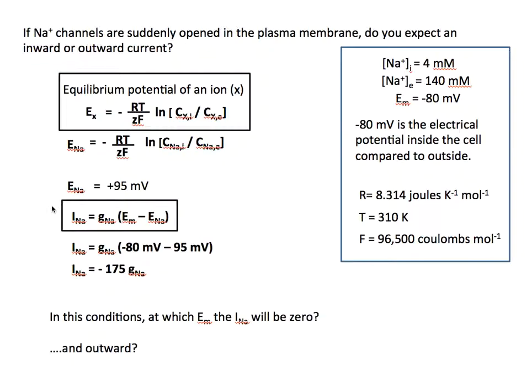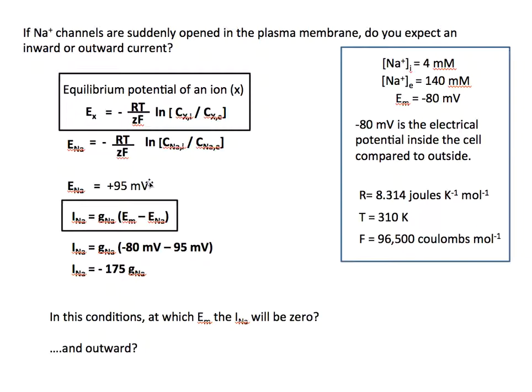Okay, so are they still doing the math? Yes. Plus 95, you got negative 175 GNa, and the negative is telling you that it's going to be a negative current, cations coming in. So at which Em will the INa be 0? The answer to that is going to be plus 95. That's the definition of Nernst potential.